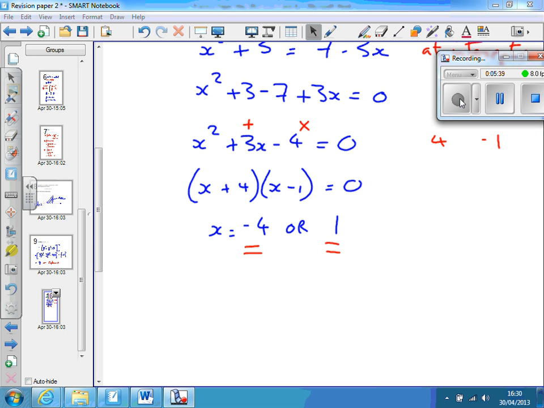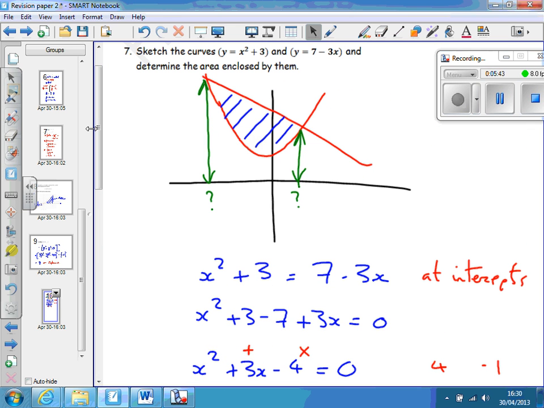So now going back to the problem, we now know that x equals minus 4 or 1. So we know these limits are minus 4 and 1. And so we know these values. So I'm going to integrate the line 7 minus 3x between minus 4 and 1, and then integrate the curve between minus 4 and 1 and subtract the curve away from the line.